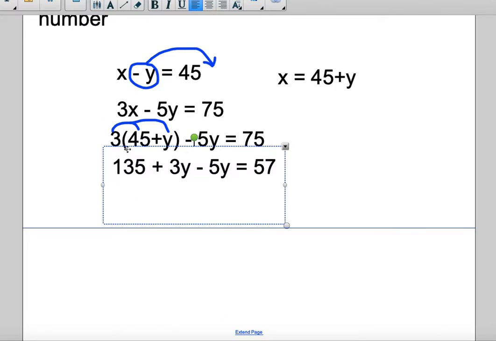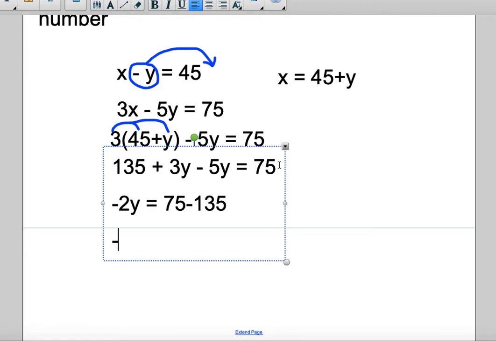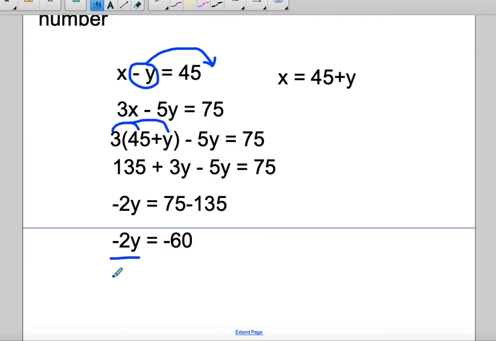Collecting like terms here and sending this 135 to the other side. So positive 3y minus 5y is negative 2y, which is equal to 75 minus 135. Negative 2y equals negative 60. And then you guys know here we're going to isolate, divide by negative 2, and we have y being equal to 30. So we have solved for one variable using substitution.